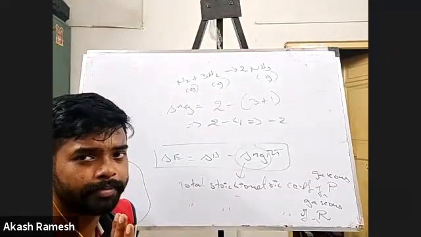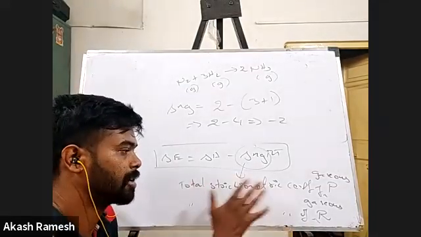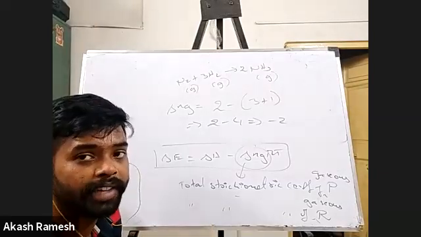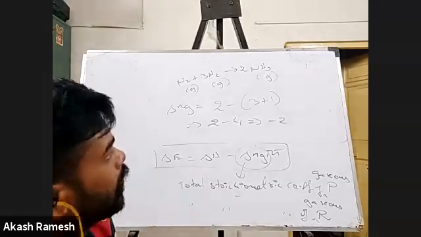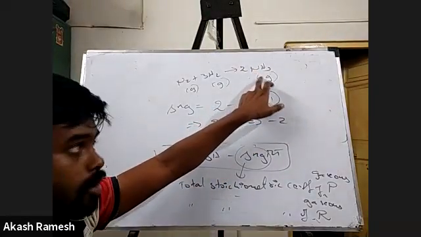Everybody got it? Very, very simple. What I did, I just used the formula. Delta Ng is nothing but the total stoichiometric coefficient of gaseous products minus that of gaseous reactants. Now in this case, I have only one gas in the product, and the stoichiometric coefficient of that is 2.